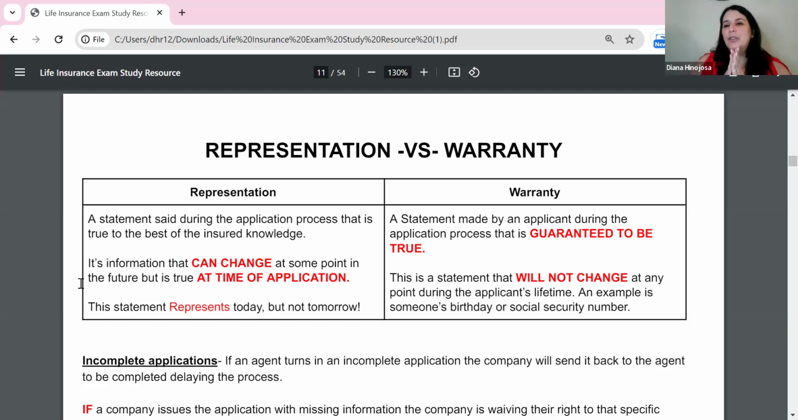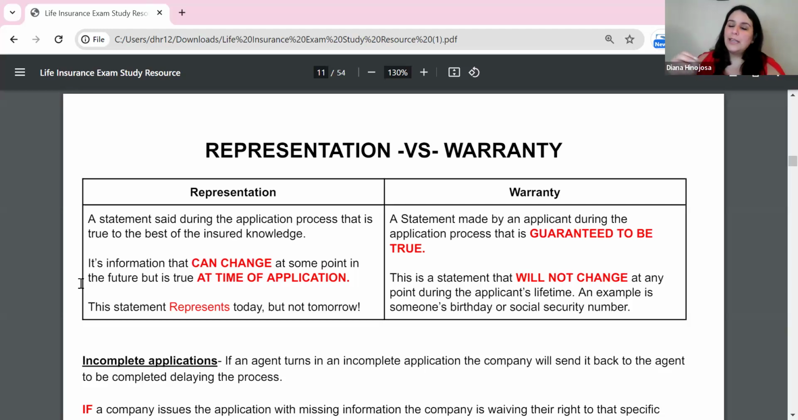So representations represent today, but not tomorrow. For example, today my address is here, but tomorrow I can live over there. Today I'm 36 years old, and in a year, when you ask me, I'm going to be 37. So your age changes, representation. Your address can change, representation. Your weight can change, representation, right? So if it changes, it is a representation of the day of the application, but it can change.